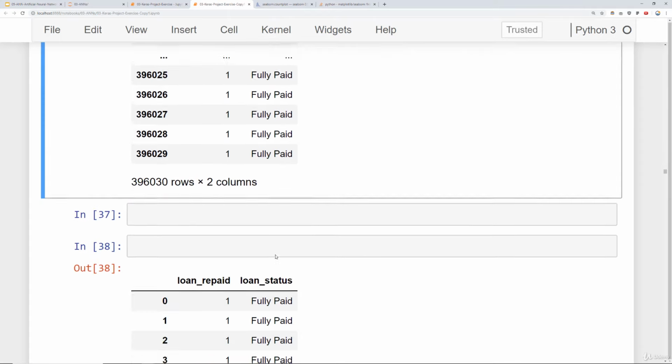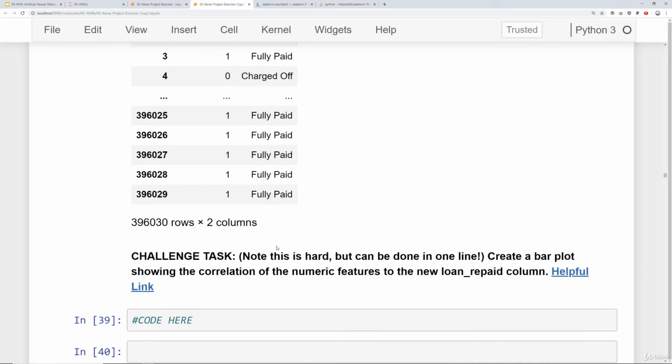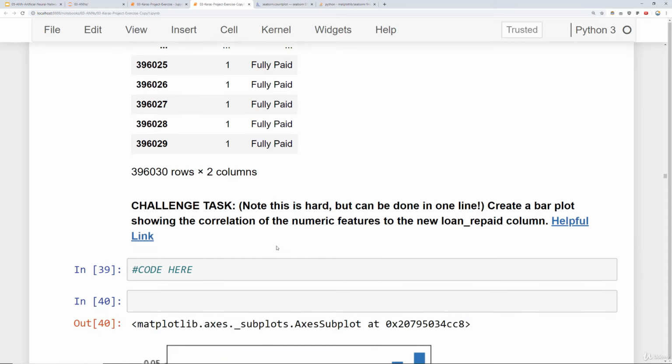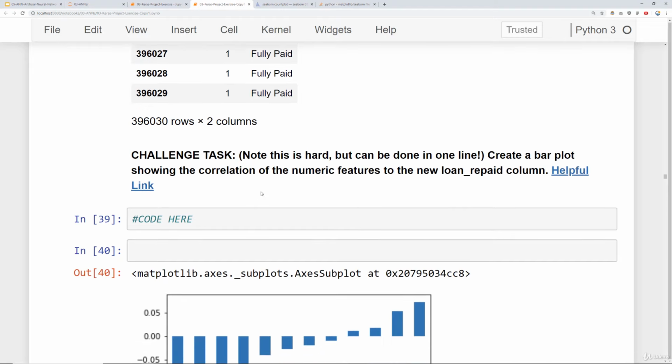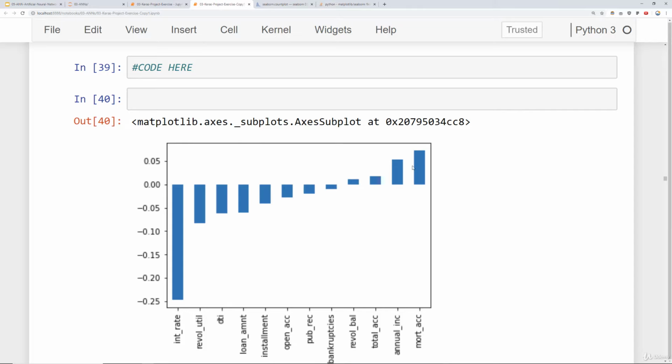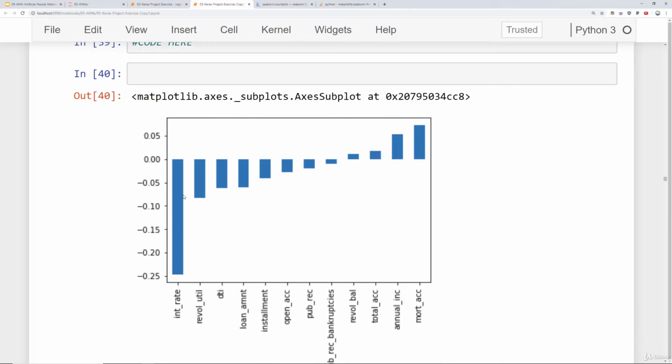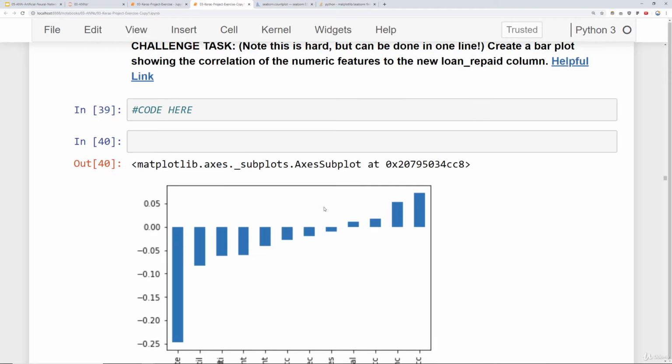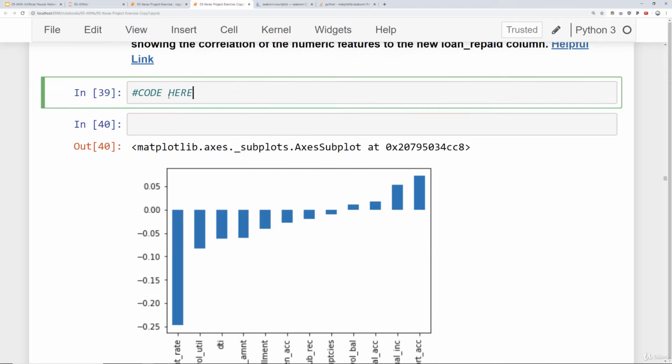So now that allows us to complete our last visualization, which we've actually already done in previous lectures. So it's technically a challenge task, but there's a helpful link in case you need help. And what we wanted to do is essentially do this plot that shows which numeric features have the highest correlation with the actual label. We did this in our classification lectures before, but let's go ahead and show you again how to do it.